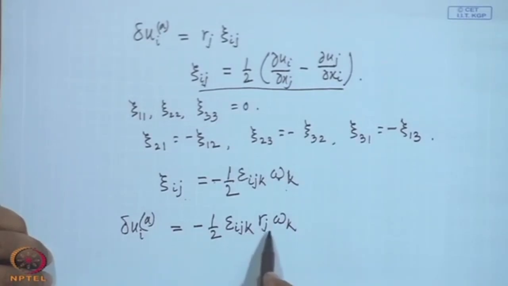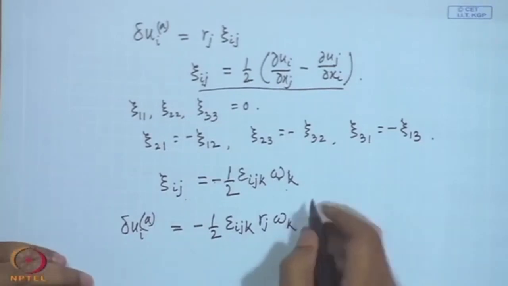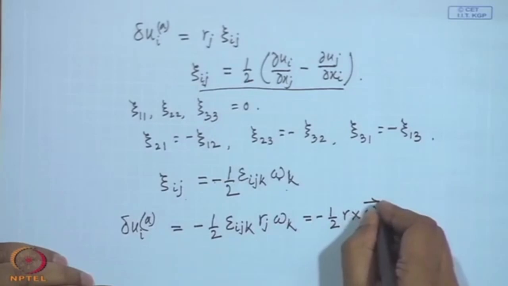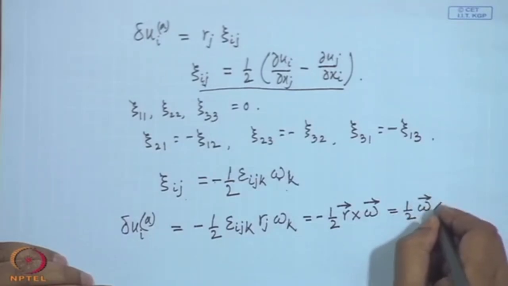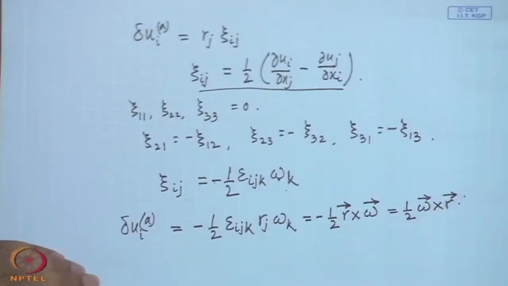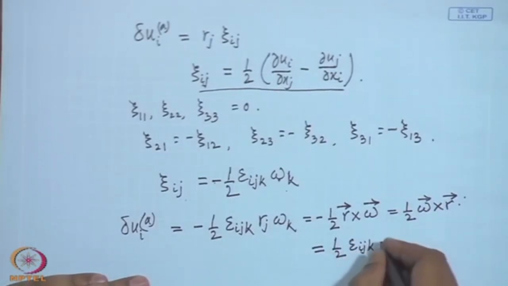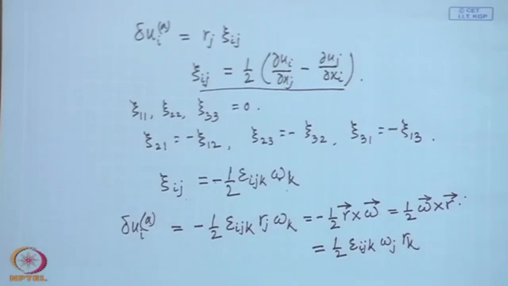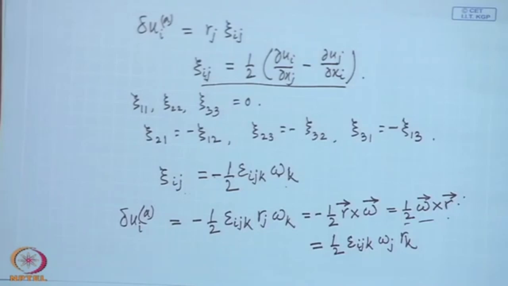which is clearly the cross product of vector r and vector omega. So this is basically minus half r cross omega in conventional vector notation, or we can write it as half omega cross r. Or, coming back to tensorial notation, half epsilon_ijk omega_j r_k. Now, this is a very familiar velocity, omega cross r, or rather half omega cross r.